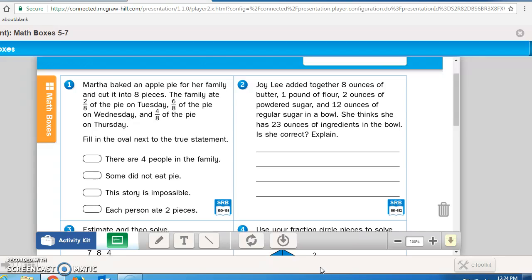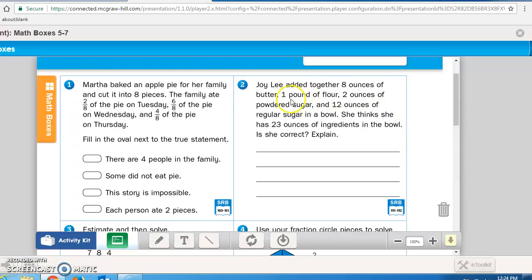Again, Math Journal, page 170, Math Box 2 reads, Joy Lee added together 8 ounces of butter, 1 pound of flour, 2 ounces of powdered sugar, and 12 ounces of regular sugar in a bowl. She thinks she has 23 ounces of ingredients in the bowl. Is she correct? Explain. You're going to need to change that 1 pound into ounces so that all of your measurements can be added evenly.